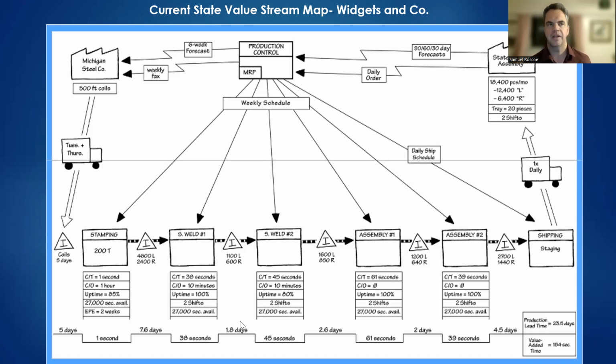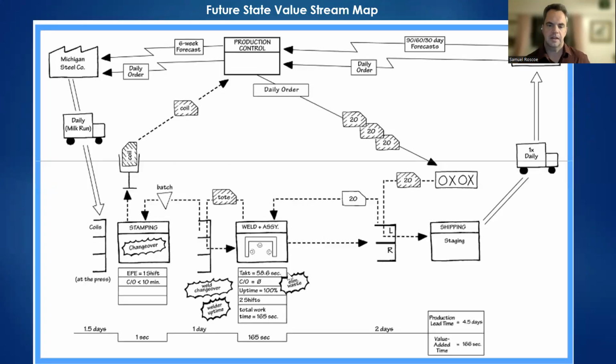Now, we have to think about, when we're looking at this process, where or what can we change to give more value to the customer, to reduce that non-value adding time and improve the value adding time in the process. So this particular example shows the future state process map, and the idea here is we change a bunch of things. So we have our production control.